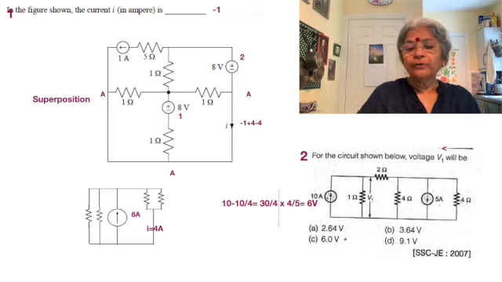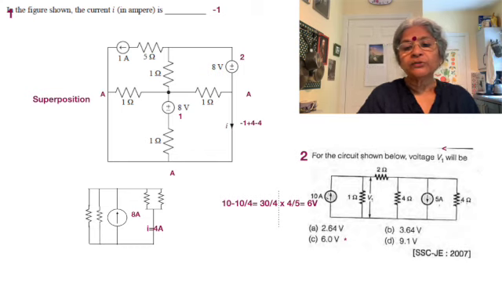Moving on to problem number 2, which has been taken from the Indian Engineering Service Examination for junior engineers. We see a very simple problem, in the sense that there are 2 sources, one 10 amps and another 5 amps, and there is a voltage V1 marked across 1 ohm. So this could be what we have to find out.